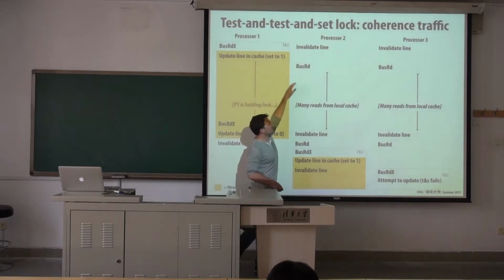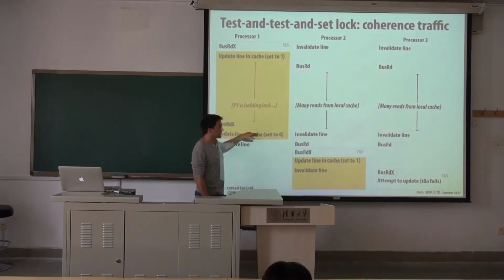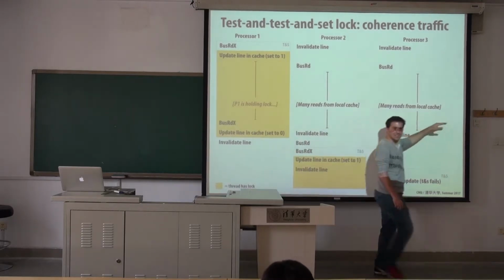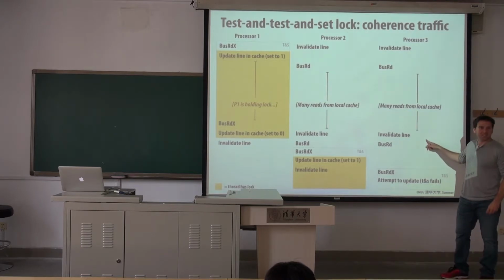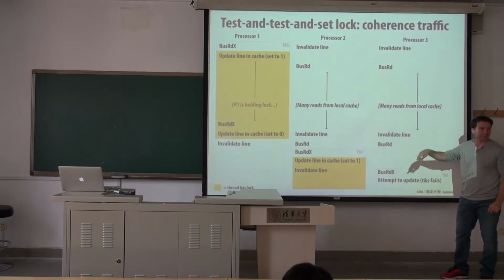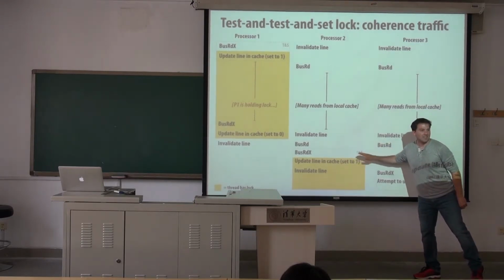Bus read, all these hits. Bus read X, unlock, invalidate, invalidate, invalidate, invalidate. And then all of these bus reads to read the value. Everybody goes, oh, it's 0. I'm gonna go take the lock. And then they all try and get the lock.